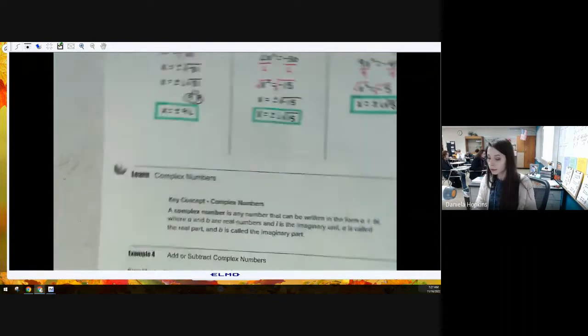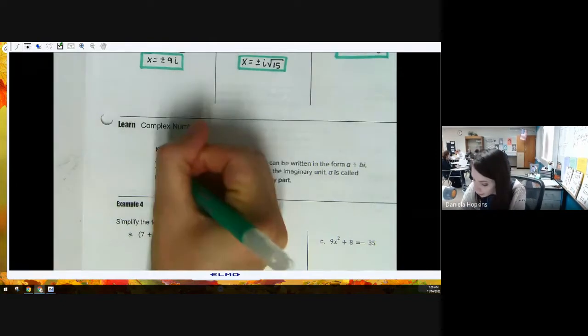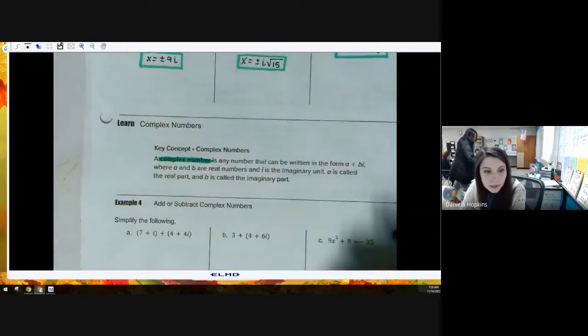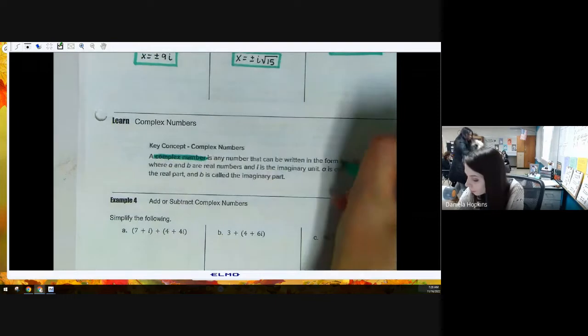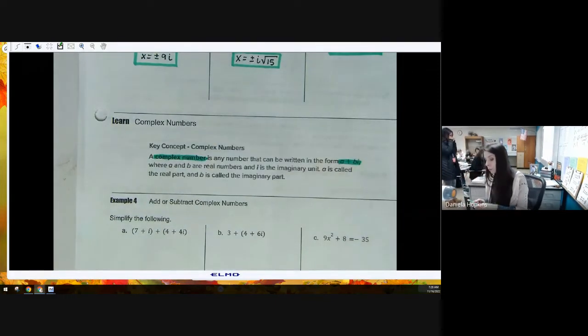So let's talk about complex numbers. We talked about pure imaginary numbers. So now when we're talking about a complex number, and I'm going to highlight here, a complex number is any number that can be written in the form a plus bi or a minus bi, where a and b are real numbers, so they're just the normal looking numbers, and then the bi is that imaginary part.